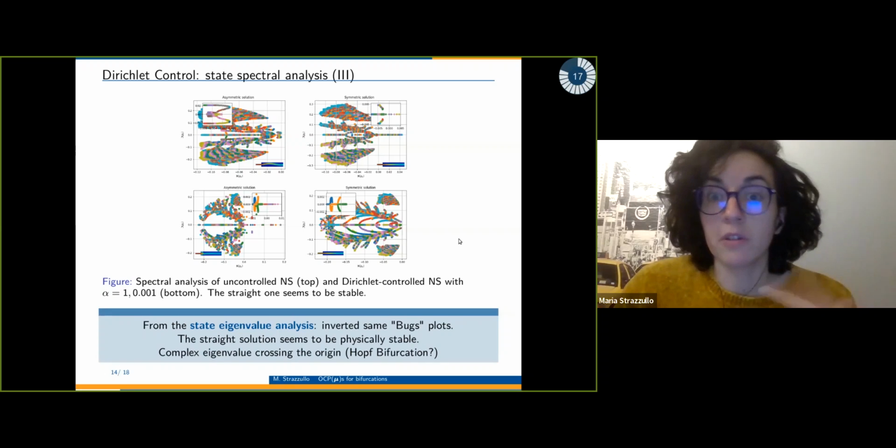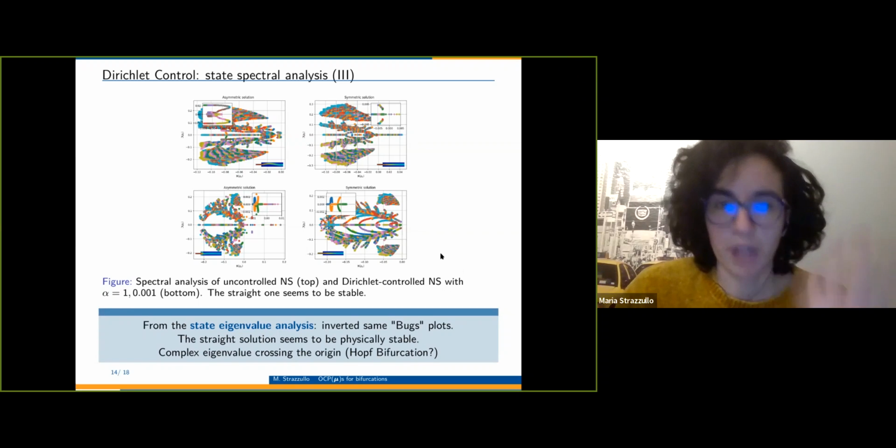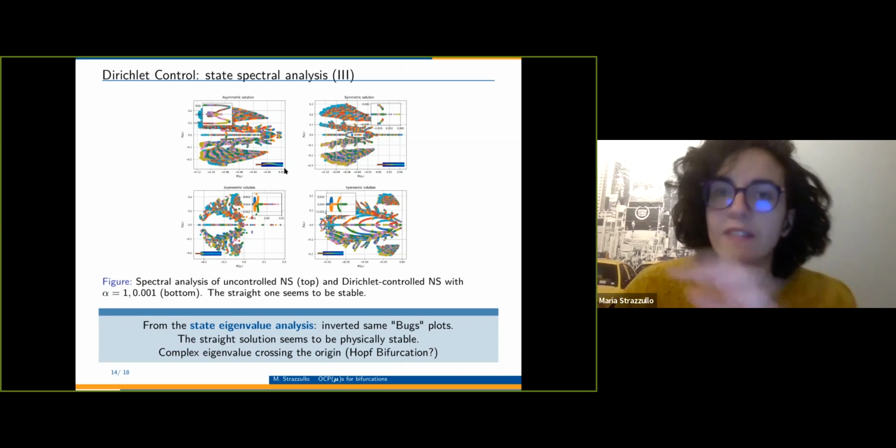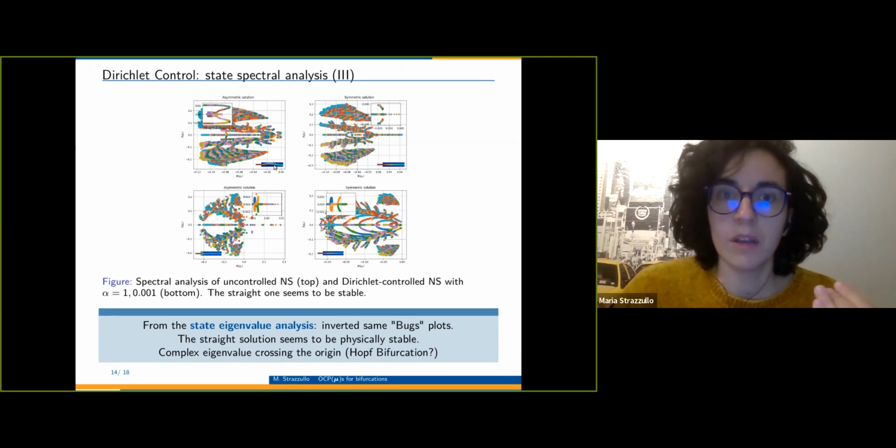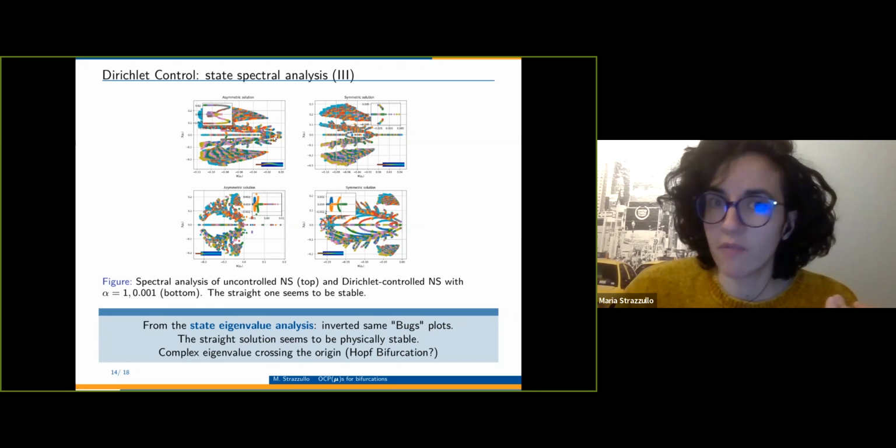Now I'm plotting also the box plot for you. Okay, I'm showing you the box plot. So on the top, you have standard Navier-Stokes with no control. So let's recap. If you have the wall-hugging solution, the real part of the eigenvalues of the discrete system are all negative, great. If you have the straight one, basically the real part crosses the origin.